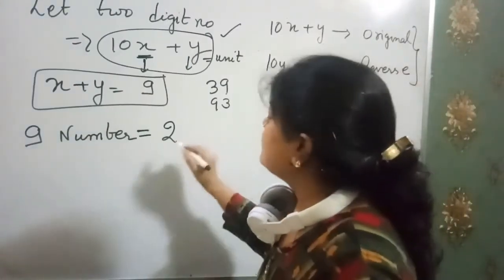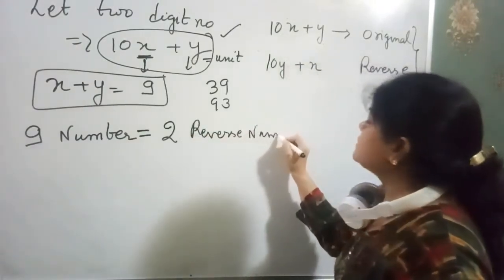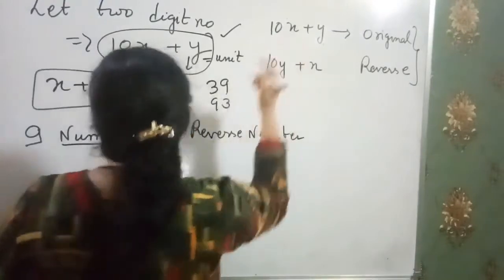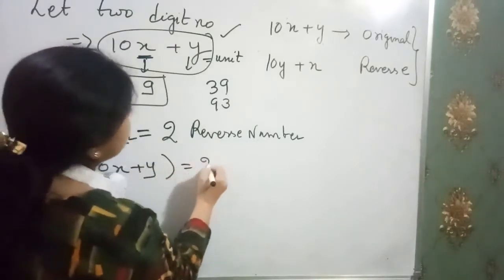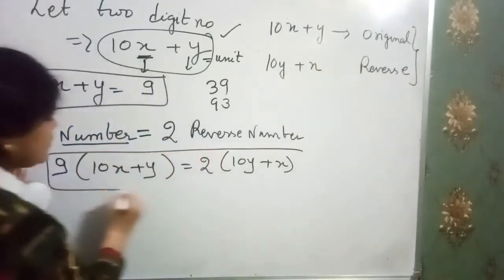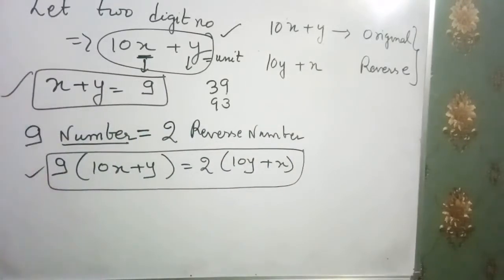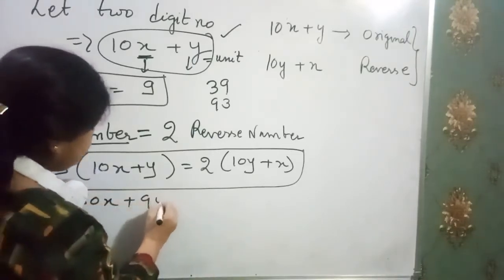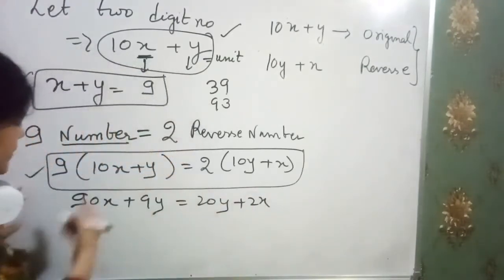So 9 times the number is equal to 2 times the reverse number. Clear? It is given in the question. Now place in place of the original number 10x plus y, and 2 times the reverse number 10y plus x. So these are the two equations which I framed, and now we have to solve them, and then easily we get the answer. This is 90x plus 9y equals 20y plus 2x. Clear? Just bring it over here.